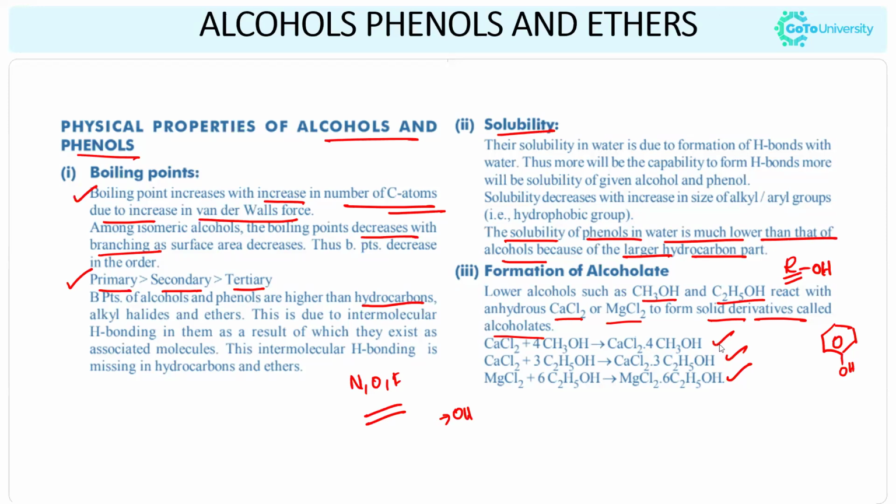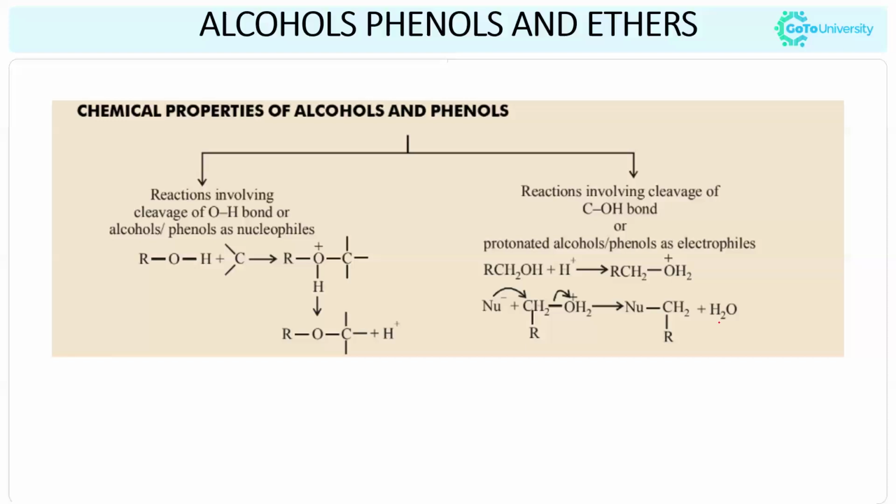Okay, that's it. Now we can see the chemical properties of alcohols and phenols. Reactions involving the cleavage of the oxygen-hydrogen bond, where alcohols and phenols act as nucleophiles, and reactions where the protonated alcohols and phenols behave as electrophiles. So we have two types of reactions, and both are different. Every reaction can be explained on the basis of these two. Okay, that is the thing regarding the important chemical reactions.